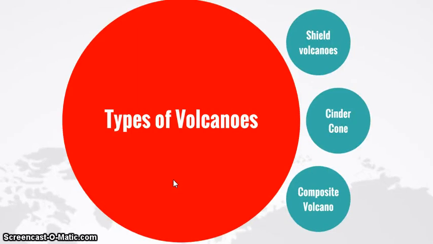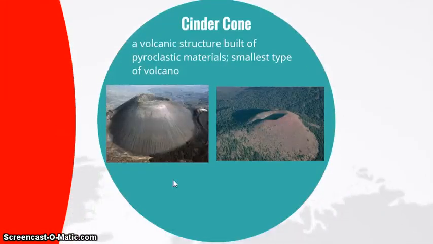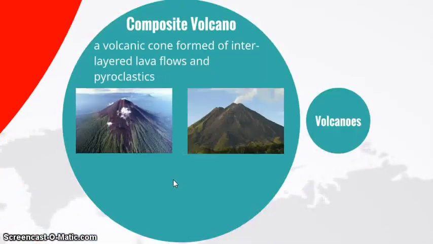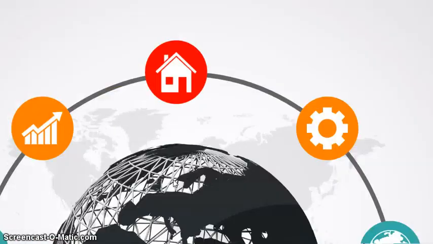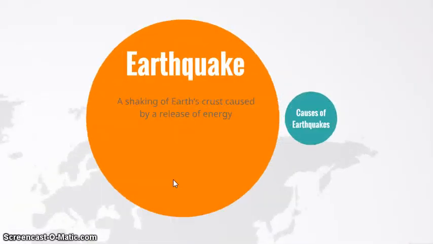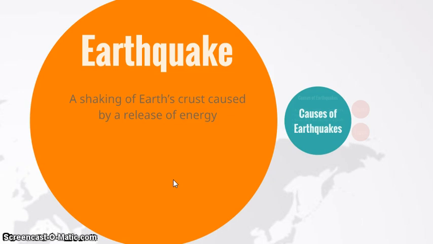Okay, with the types of volcanoes, we're going to look at three types of volcanoes. We're going to look at shield volcanoes, cinder cone volcanoes, and composite volcanoes. And then we watched a little video on the types of volcanoes, and then we moved into earthquakes, and our definition of earthquakes there is just a shaking of the Earth's crust caused by a release of energy.